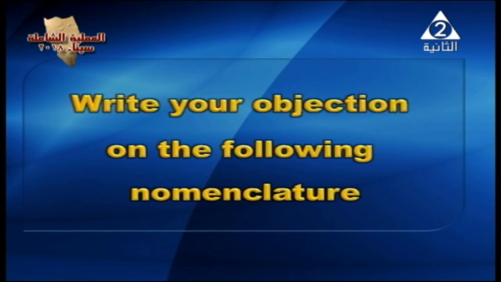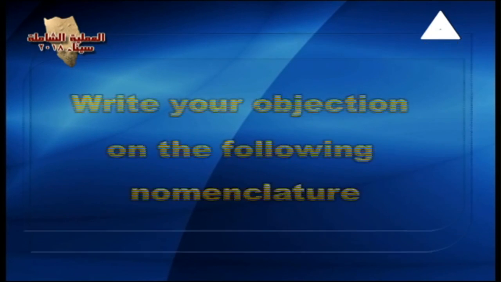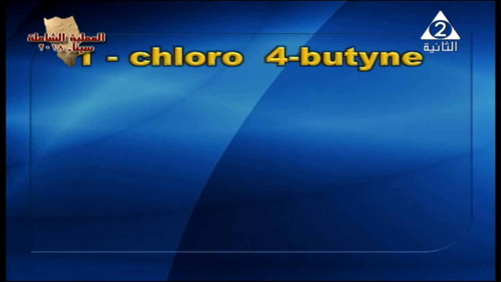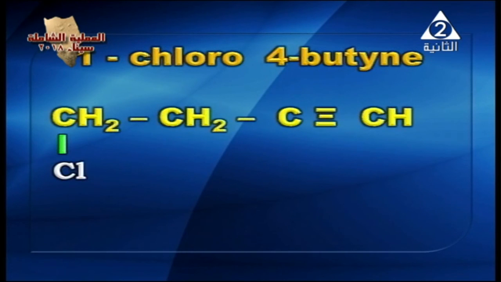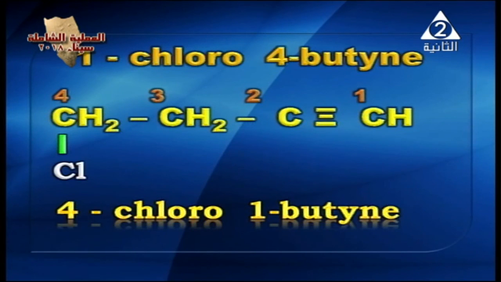Next type of question, write your objection on the following nomenclature. 1-chloro-4-butyne. If you think about the answer to this question, you have first to draw the structural formula of the molecule, and then number the carbon atoms in the right way. So its name will be 4-chloro-1-butyne.